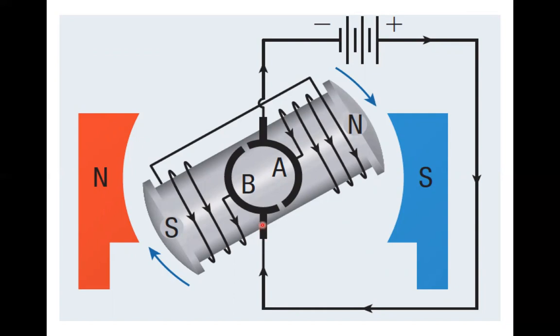It enters one of the brushes, then the brush connects to this piece of the split ring commutator. Then it connects to the coil and it goes around like this. Then it goes back up through this piece of the coil, and then through A, and then up through the brush and to the negative side of the battery. So that is the path.